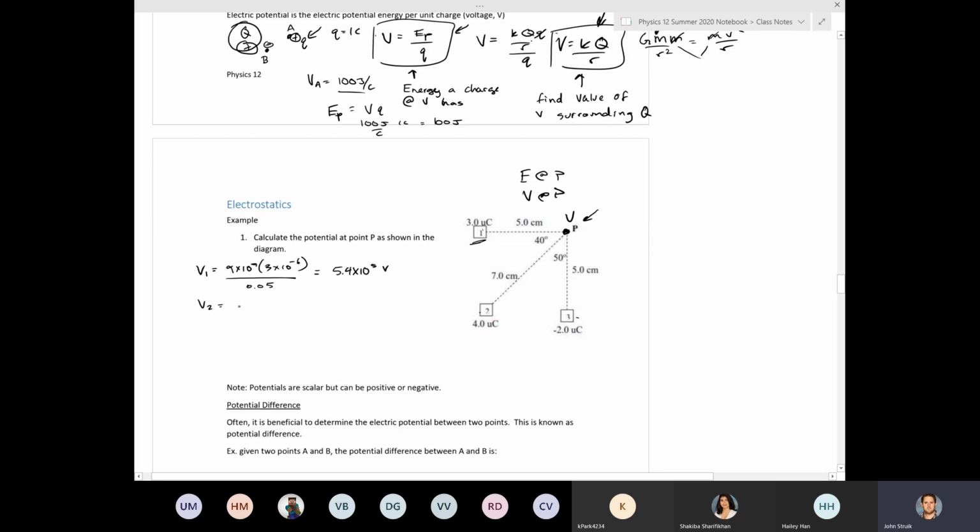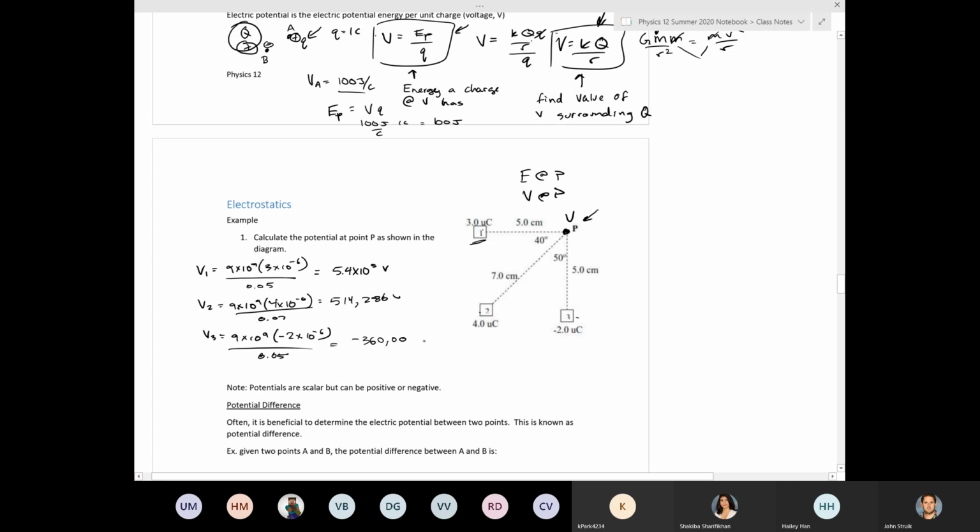And then V2 is going to be 9 times 10 to the 9 times 4 times 10 to the negative 6 divided by 0.07, which equals, oh, this one's a little bit trickier, 514,286 volts. I forgot to divide by 0.07. And then V3 is going to be 9 times 10 to the 9. And if you look on your formula sheet, it says use positives and negatives. So this is going to be negative 2 times 10 to the negative 6 divided by 0.05.